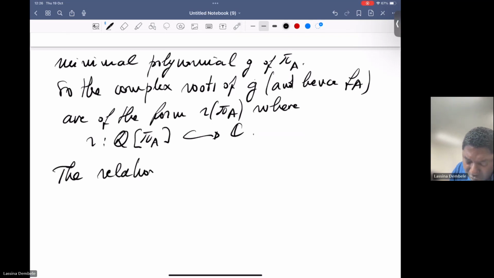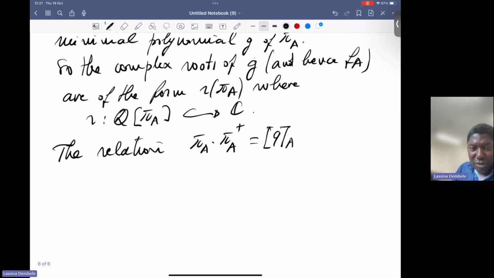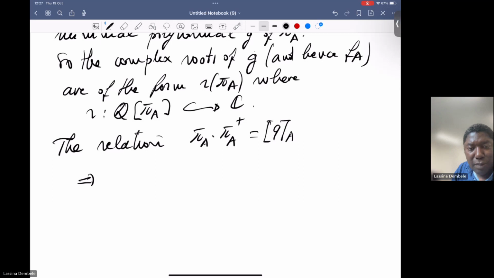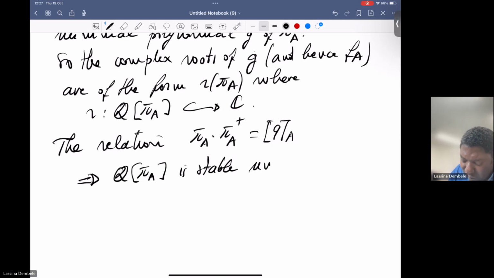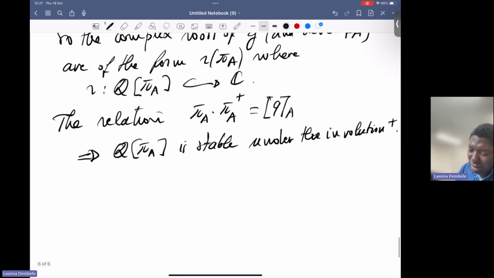So the relation, right? Remember, we have that pi a times pi a dagger is equal to q on a. So of course, that means that the root would be stable under the involution. So if I'm looking at this field, it will be stable under the Rosati involution, dagger. And remember that this is a positive involution.